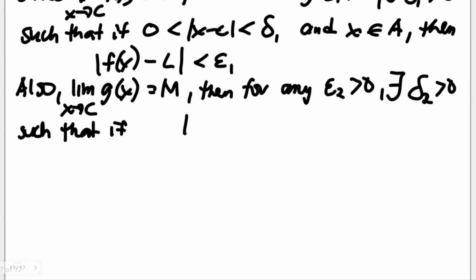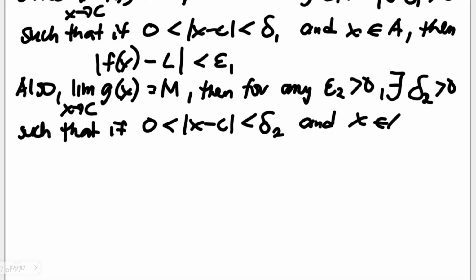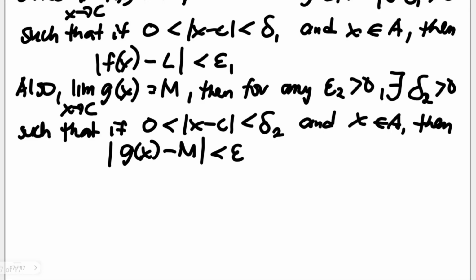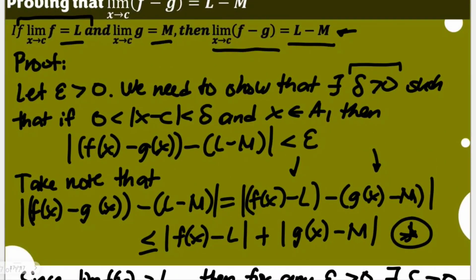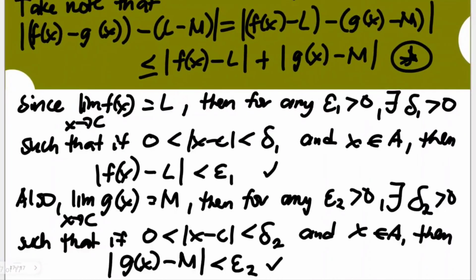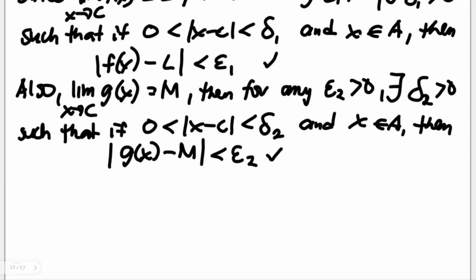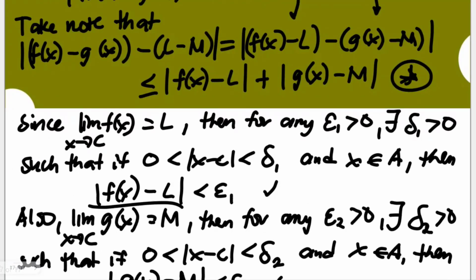if the distance between x and c is greater than 0 but less than that delta sub 2, and x is still an element of A, then we can conclude that the difference of g of x and m is still less than epsilon sub 2. This is by the use of the definition of the limit for the individual limits declared here. We will be using that as we will combine them later, because this and this form what we expressed in our scratch work earlier, our goal.